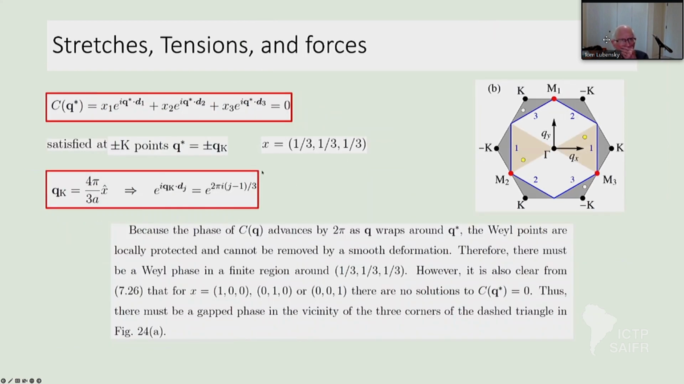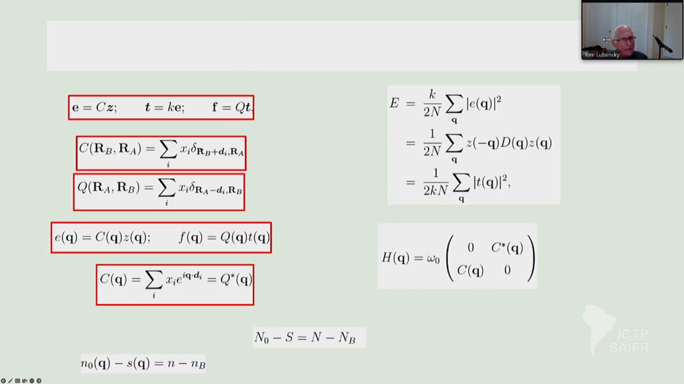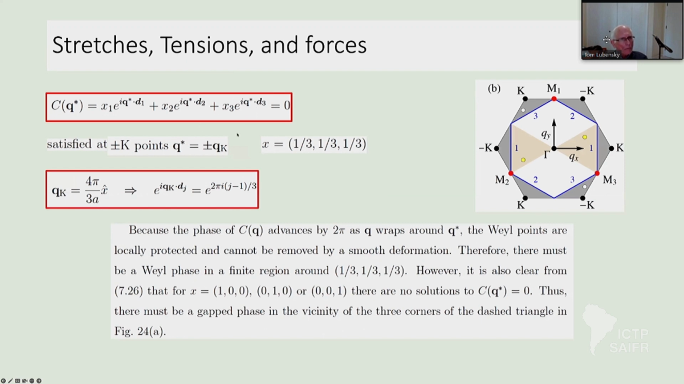So what are the 0 points? The 0 points are when C of Q is equal to 0, and C of Q is this function, which we really wrote down before. C of Q has the xi's, and when you sum over them, it becomes this, and we have the appropriate representation of that all the way out. So this is satisfied clearly at the K points, where Q star is plus or minus QK. And the plus and minus K points are different, but there are only 2 of them.